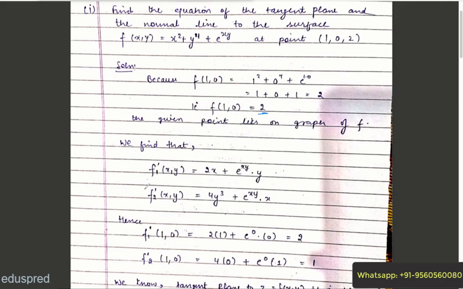So let's first differentiate the function with respect to x, which is the first variable. That would be 2x plus e to the power xy multiplied by y. And differentiating the function with respect to y, which is basically the second variable, that would be 4y cubed plus e to the power xy multiplied by x. Now let's evaluate these partial derivatives at the point (1, 0). So your partial derivative with respect to the first variable, which is x, is 2, and the value of the partial derivative at point (1, 0) with respect to the second variable, which is y, is 1.